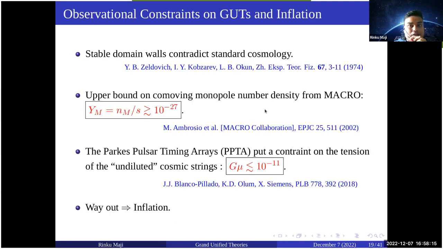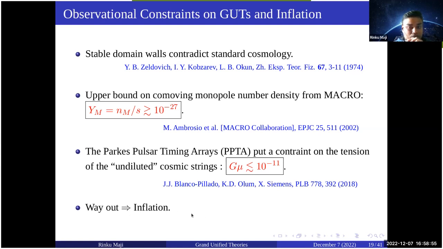Now, topological defects give rise to various constraints on the unified theories. There is an upper bound on the monopole number density from the MACRO experiment, which is 10 to the minus 27, and the Parkes Pulsar Timing Array puts a constraint on the undiluted cosmic string, which is less than 10 to the minus 11 eV, which in turn constrains the scale producing the strings to be around 5 times 10 to the power 13 GeV or so.